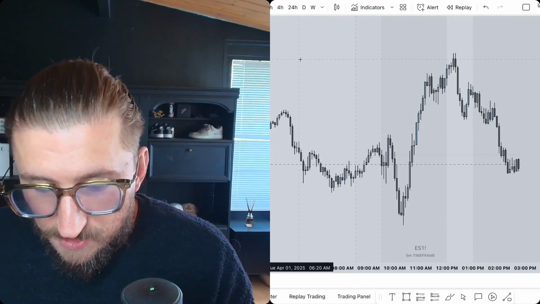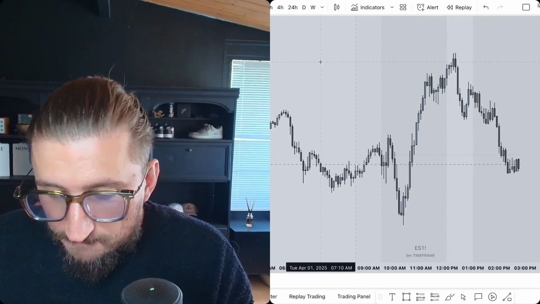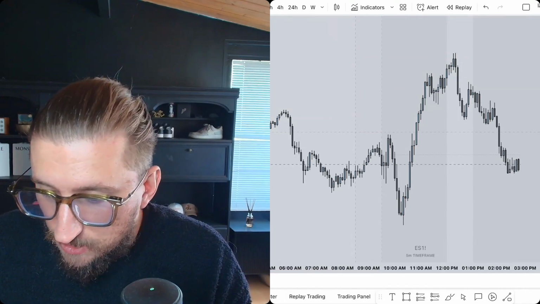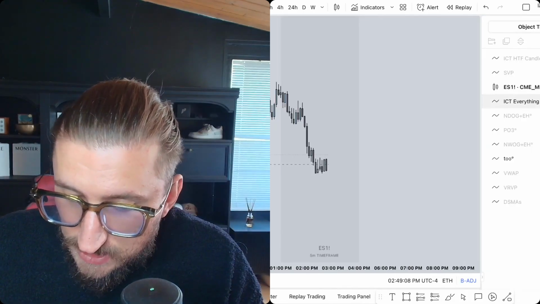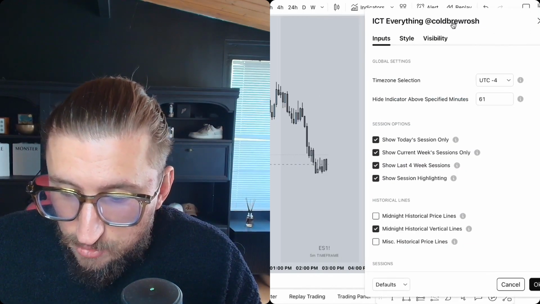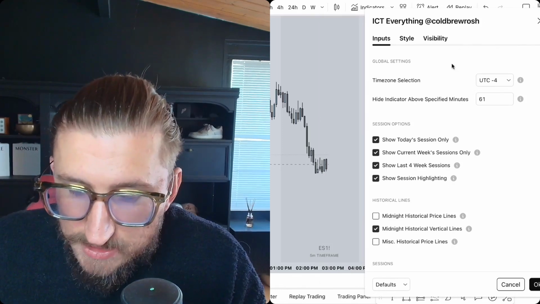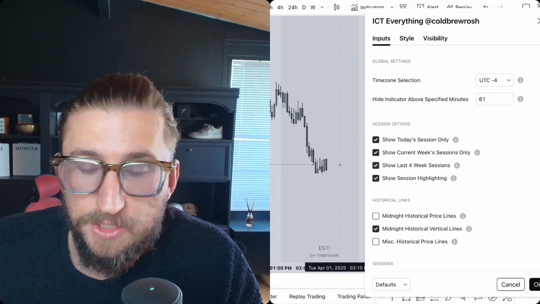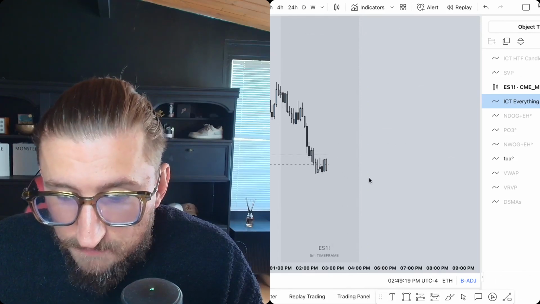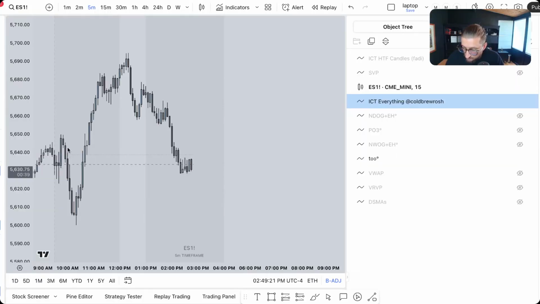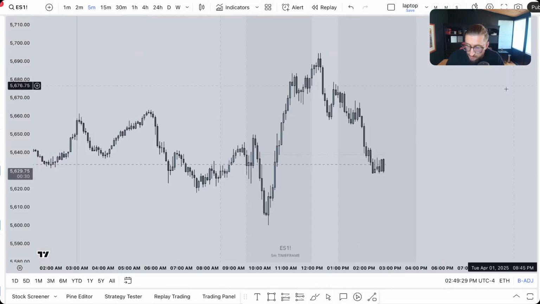So what we have here, right over here on TradingView, I'm looking at one basic indicator, and I'll show you exactly what this is right now. Very simply, it is the ICT Everything by Cold Brew. What it does is it gives me a couple different lines on my chart automatically. So I'll show you what it looks like with it on as well as with it off. So we see right here, naked chart, and then we get some grayed out sections. I keep my charts pretty clean. It just helps me visually process what's going on better.